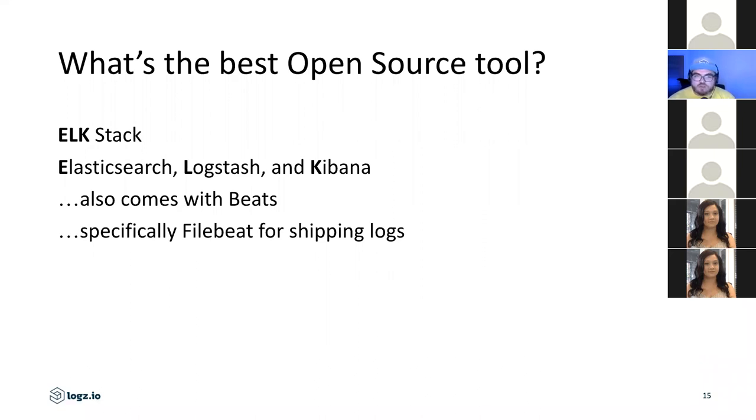Elasticsearch is the engine for storage of all the log items that go in. Logstash and Beats are the means to send data into Elasticsearch. Specifically, when it comes to logs, it is a beat called FileBeat. And Kibana is the visualization and graphing engine that's on top. This is the way of being able to actually build alerting and finding out what's going on.